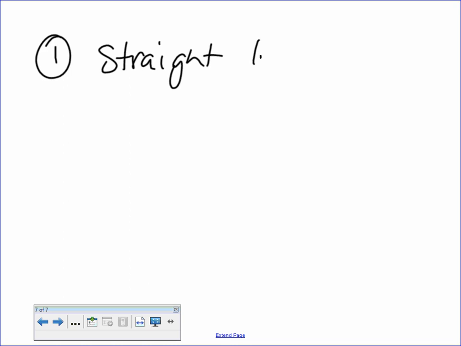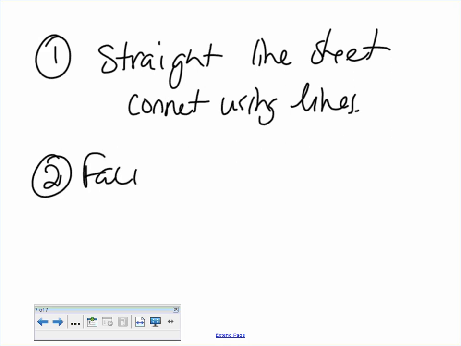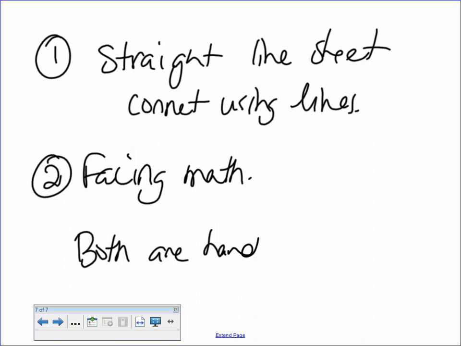For our class today, you are going to do 2 activities. The first activity is going to be a straight line sheet. You are going to solve each problem and then connect using lines. The second is a fraction math sheet, and you must color it. You must draw the picture. Both are handed in at the end of the period. Do not leave the classroom with them. I want to see what you got done.